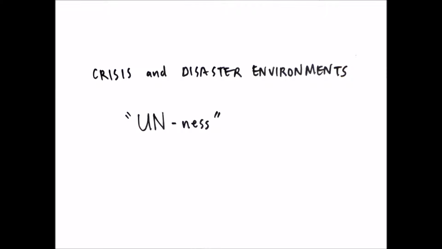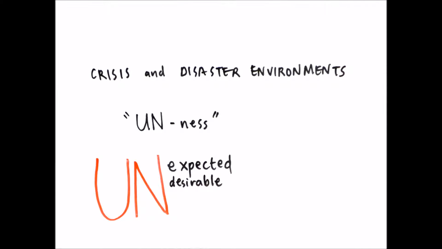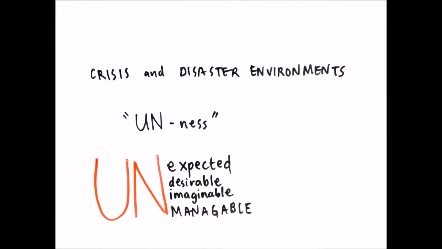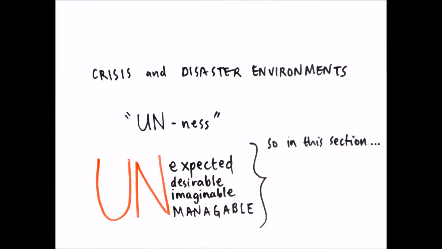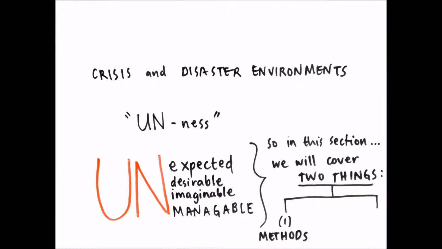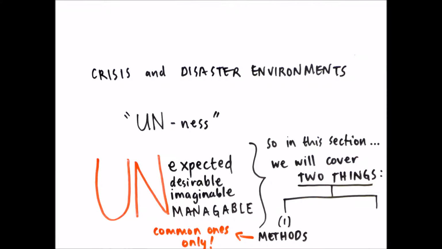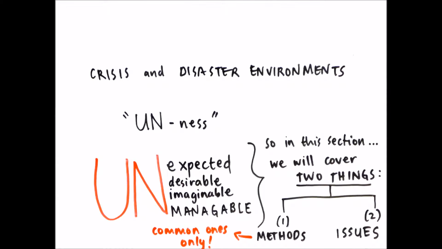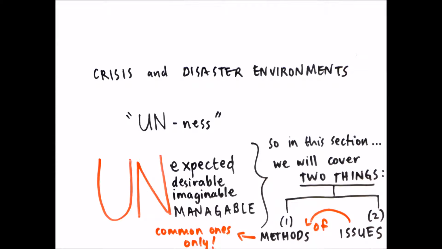Indeed, both crisis and disasters share a common characteristic of what Arjen Boin and other scholars termed as unness: unexpected, undesirable, unimaginable, and often unmanageable. This is what we want to learn in this session. Exactly what are the methods employed in disaster and crisis research? So we'll be looking at the common ones only, survey and field studies, and what are the issues that make the conduct of research in this field special.